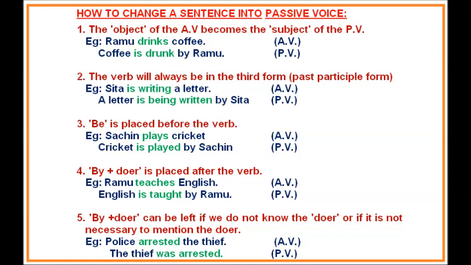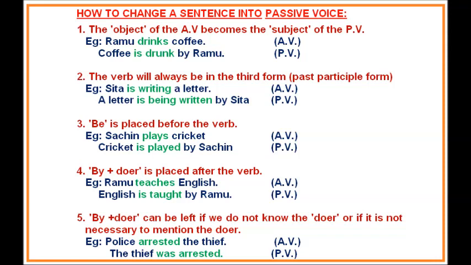Next rule, be form is placed before the verb. In active voice, we use be form only in the continuous tenses. But in passive voice, be form is a must and it should be placed before the verb. Sachin plays cricket. Here the verb is play. As Sachin is third person singular, in simple present tense, we add s to the base form of the verb. So Sachin plays cricket. Now if you want to change it to passive voice, cricket is played by Sachin. So before play, is is added.